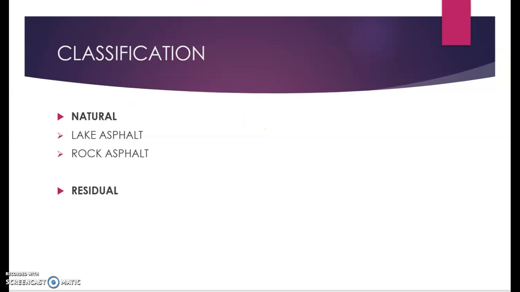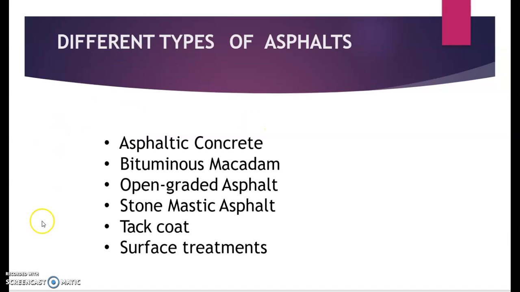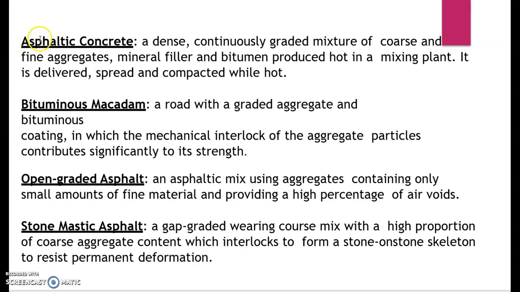Now, what are the different types of asphalt? You have asphaltic concrete, bituminous macadam, open graded asphalt, stone mastic asphalt, tack coat, and surface treatments. These are the different types of asphalt used in our construction industry. Asphaltic concrete is a dense, continuously graded mixture of coarse and fine aggregates, mineral filler, and bitumen produced in a hot mixing plant. It's delivered, spread and compacted while hot. That's why it's called hot mix.